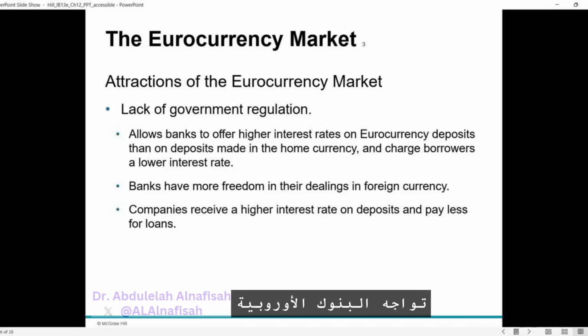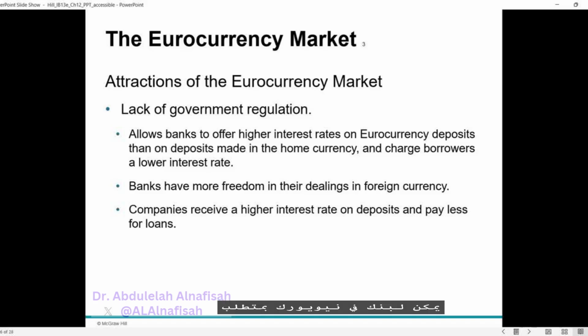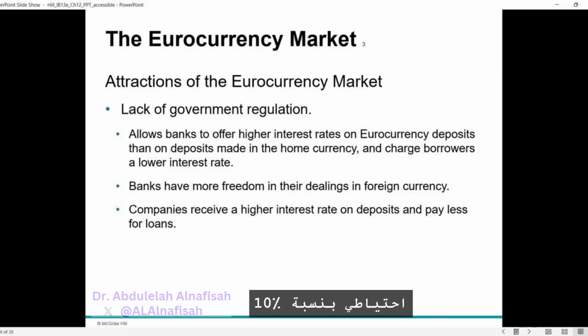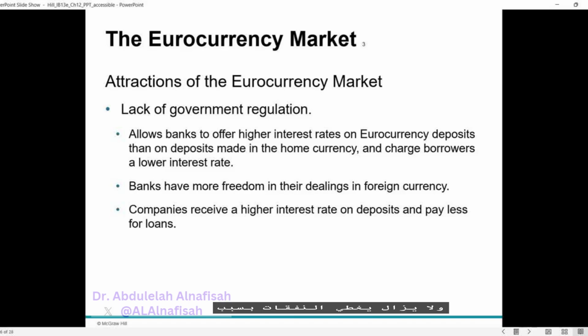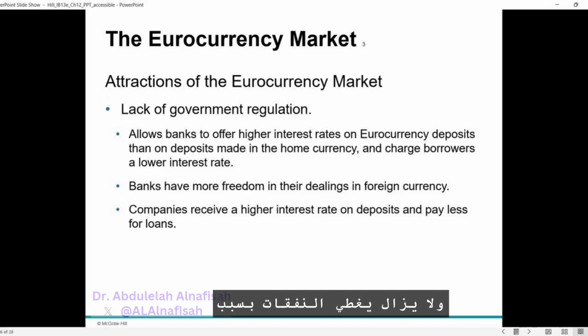In contrast, Eurobanks face fewer restrictions, allowing them to lend out the full amount of deposits and offer more competitive interest rates. For example, a New York bank with a 10% reserve requirement can only offer an 8% interest rate on deposits to cover costs, while a Eurobank can provide a 9% rate and still cover expenses due to no reserve requirements. This competitive advantage extends to loan rates as well.